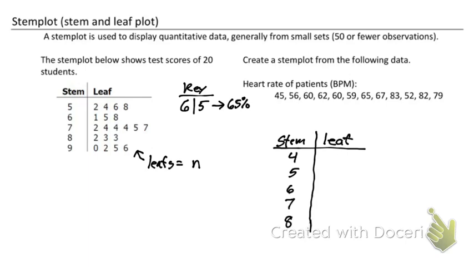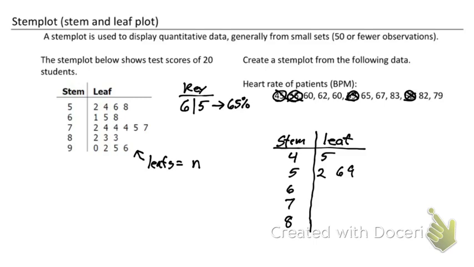All right, so what I would do is I would look at my 40s. We have a 45 here. That's the only one we have. So we're just going to put a 5 there. Then I'll circle my 50s. So we have a 56. We have a 59. We have a 52. And we need to write these in order. So it must go 2, 6, 9. Then I'll go ahead and cross those out.